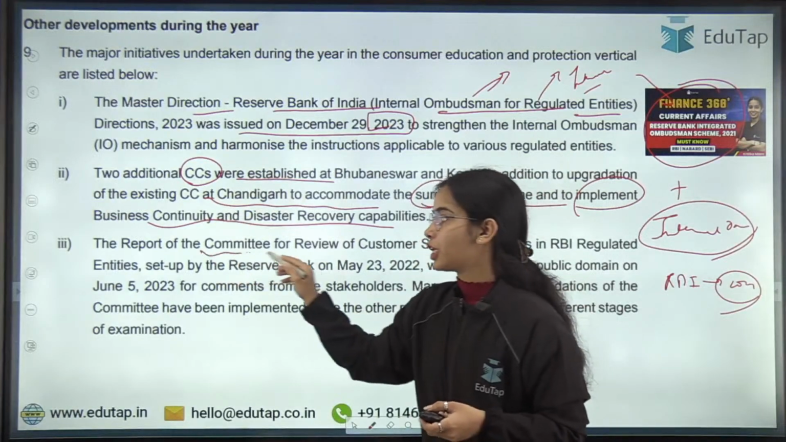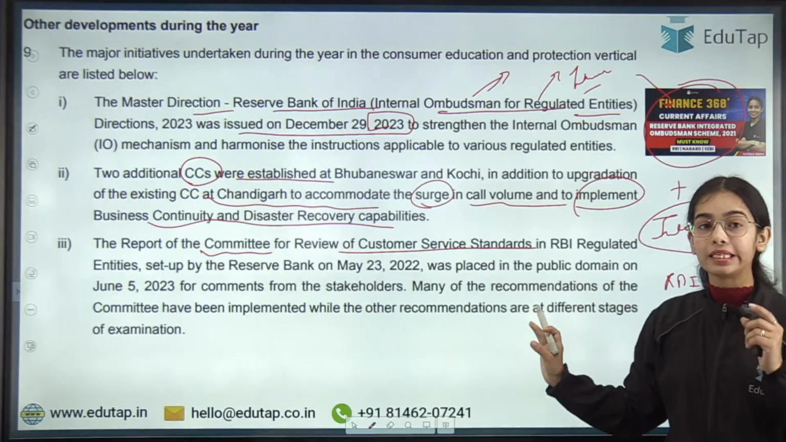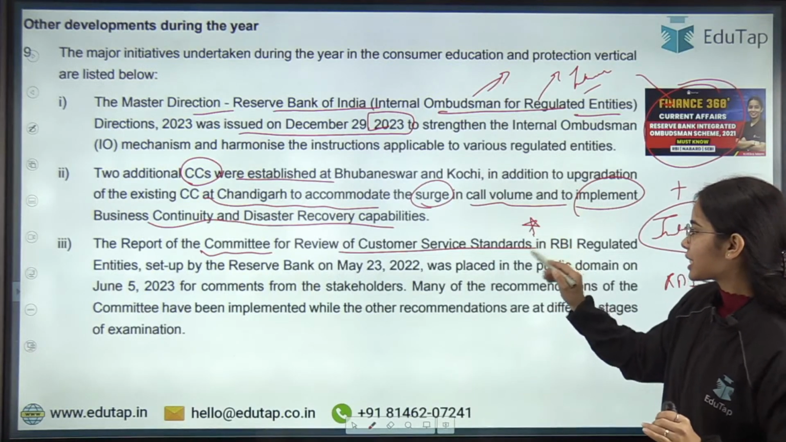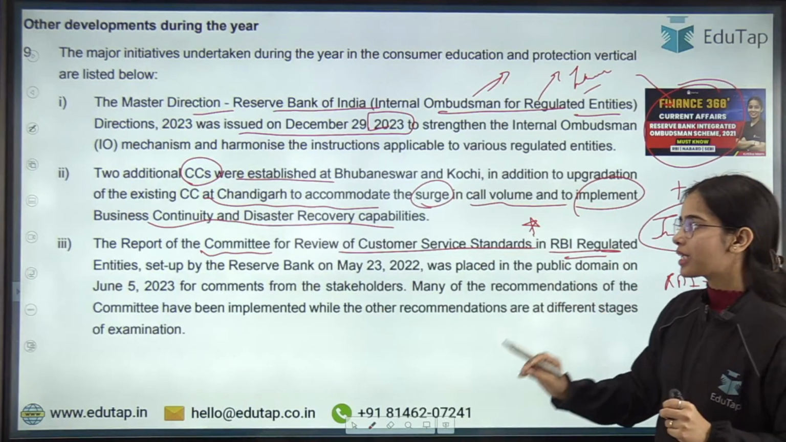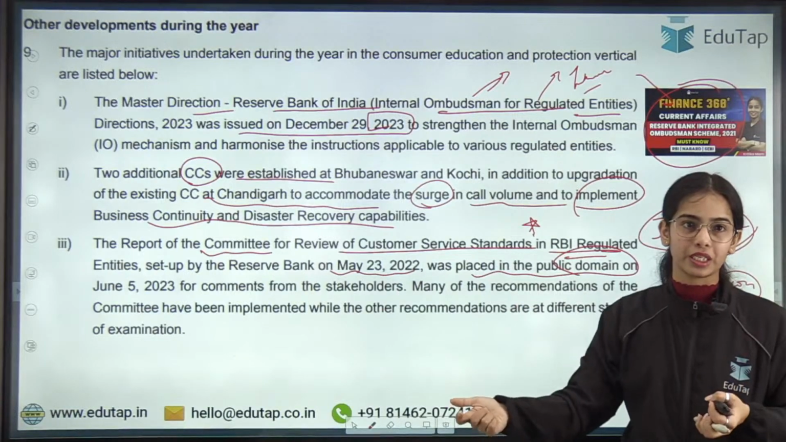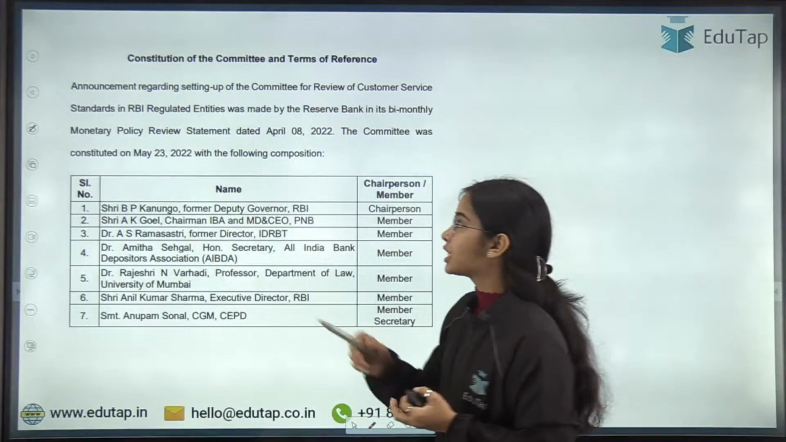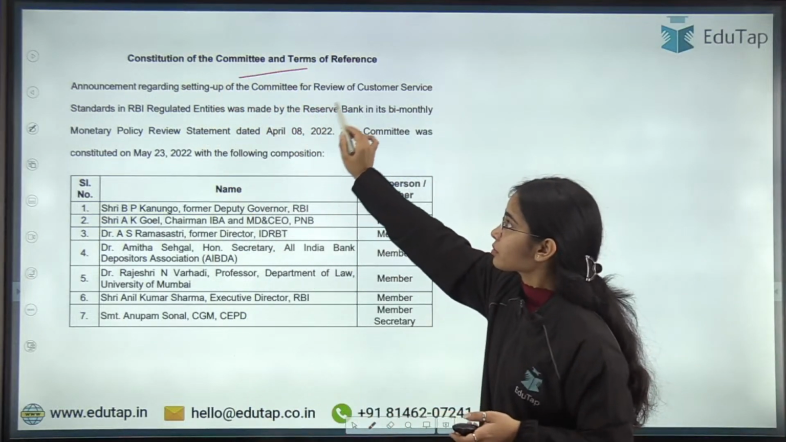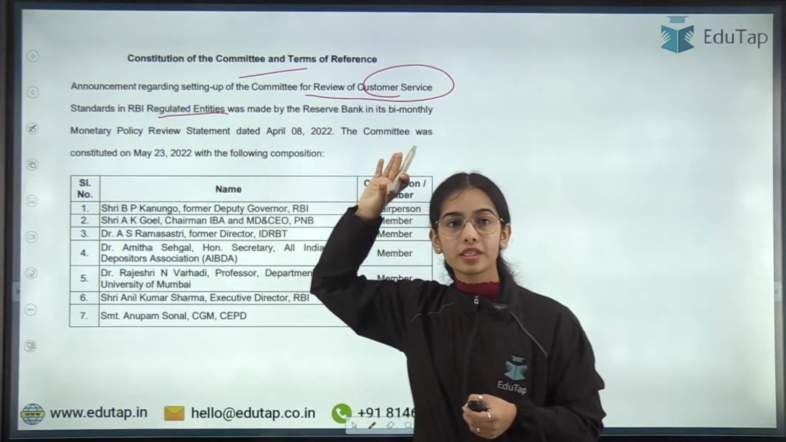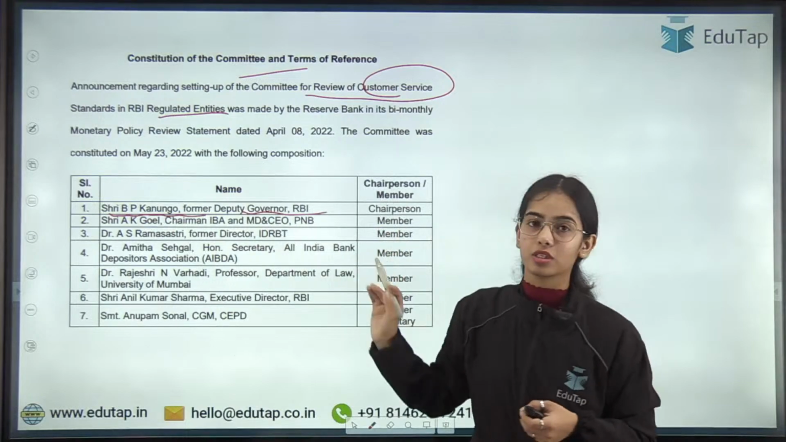The report of the committee. Who remembers who was the chairman of this committee? We have discussed this committee at length in a previous session. It was the Committee for Review of Customer Service Standards in RBI regulated entities, set up by the RBI on May 23, 2022, and its report was placed in the public domain on June 5, 2023. Recently it was also in the news. The chairman of this committee was Sri P.P. Kanungo, former Deputy Governor of the Reserve Bank of India.